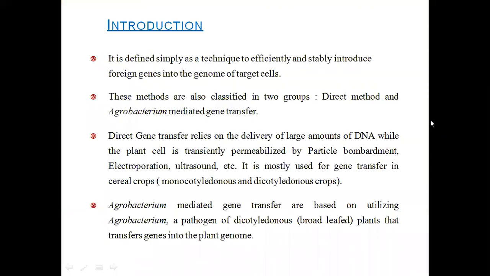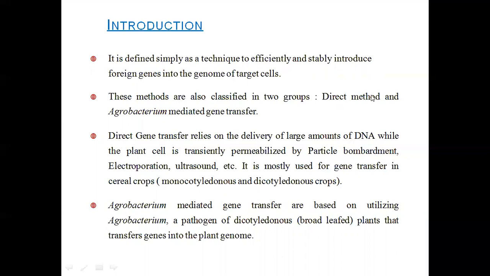So first of all, it is defined simply as a technique to efficiently and stably introduce foreign genes into the genome of a target cell. So what does it mean? It is a simple technique of introducing foreign genes into the genome of the target cell. The target cell means your target species, that species where you want to insert the important foreign gene.